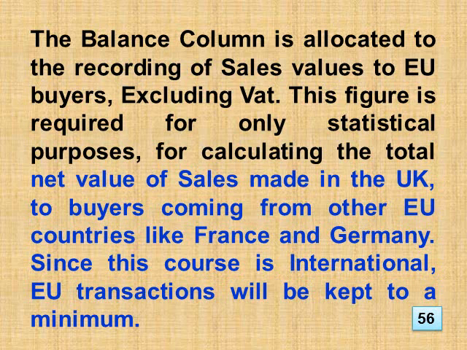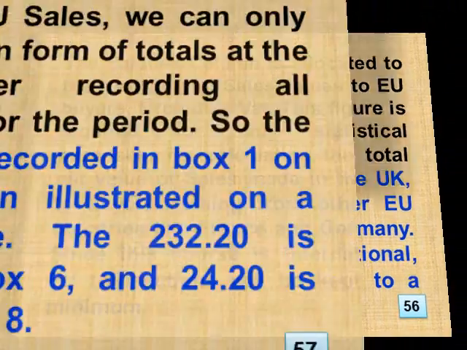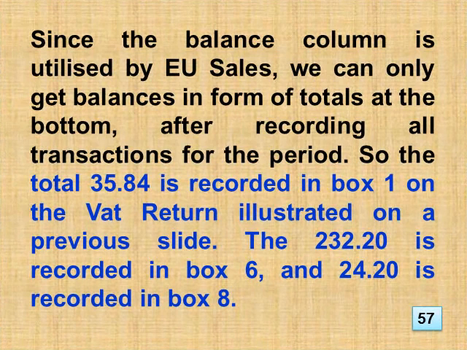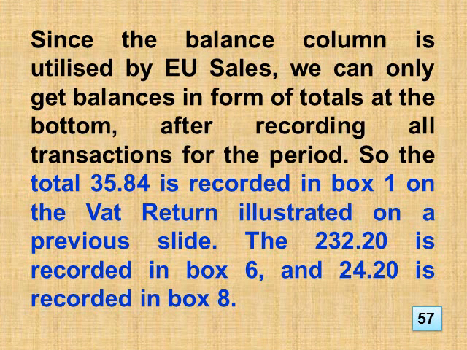Since this course is international, EU transactions will be kept to a minimum. Since the balance column is utilized by EU sales, we can only get balances in form of totals at the bottom, after recording all transactions for the period. So the total 35.84 is recorded in box 1 on the VAT return illustrated on a previous slide. The 232.20 is recorded in box 6, and 24.20 is recorded in box 8.